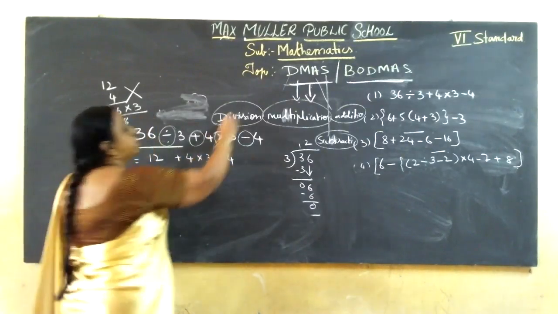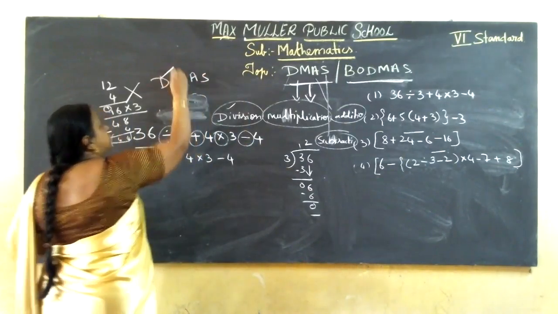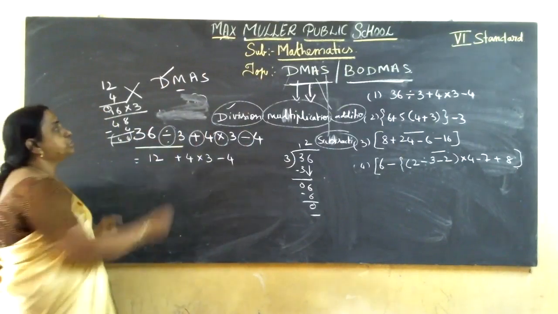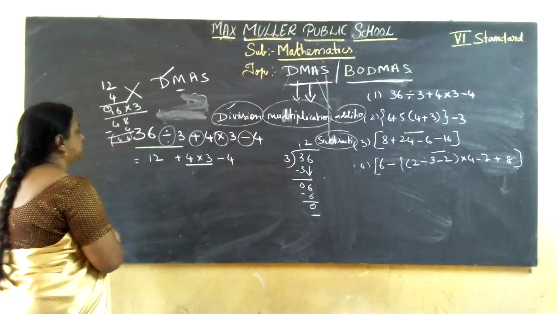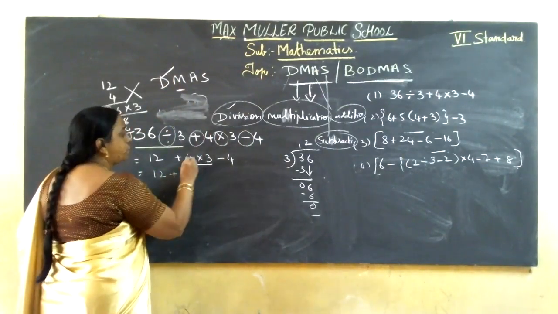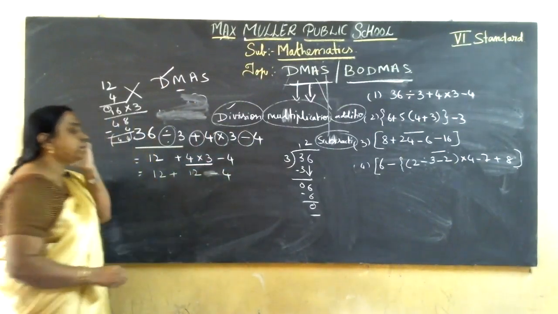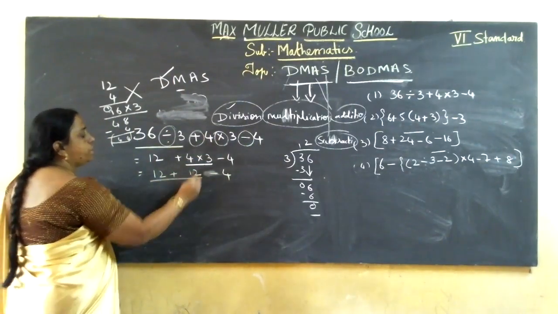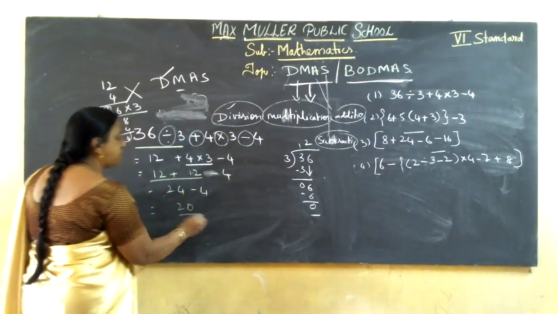Now division is over. Next, what should you do? BMAS: first division, next multiplication. Even though addition is there, you should solve multiplication first, then come to addition, and last subtraction. The remaining you copy as it is: 12 plus 4 threes are 12, minus 4. Got it? Now what should you do? Addition. 12 plus 12 is 24. Minus 4 equals 20. What is the answer? 20.